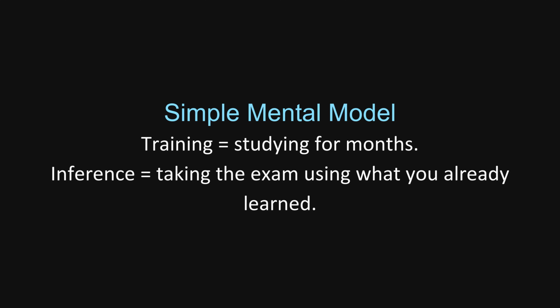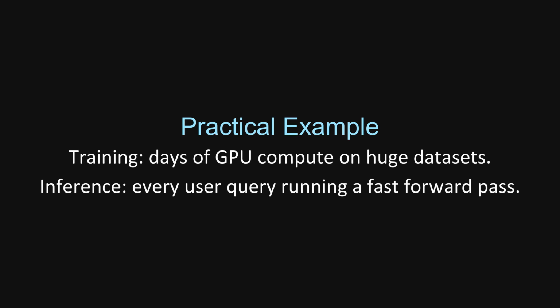The model's parameters are fixed at inference time. It is just applying them to new inputs as efficiently as possible. In a recommendation system or large language model, training happens offline on huge datasets using many GPUs, possibly for days or weeks. Once that model is trained, inference happens every time a user opens the app, types a query, or asks a question. The system loads the frozen weights and runs a forward pass to return a prediction in milliseconds or seconds.